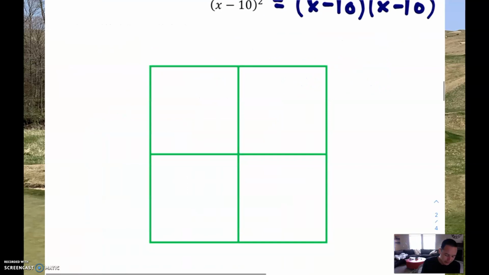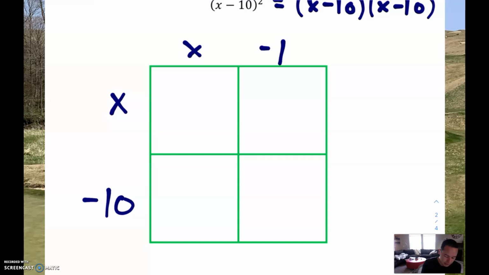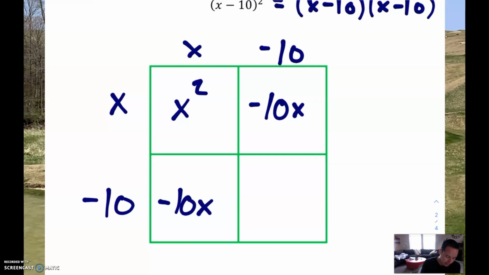So going down the left side of the box, we put x minus 10. Across the top of the box, we put x minus 10. And then we're going to fill in the box by multiplying. X times x is x squared. X times negative 10 is negative 10x. Negative 10 times x is again negative 10x. And negative 10 times negative 10 is a positive 100.